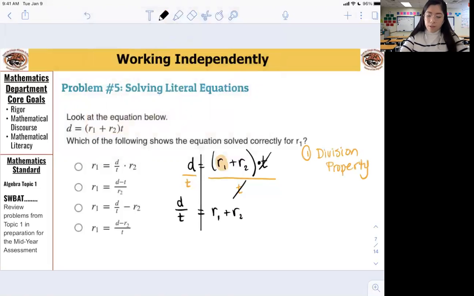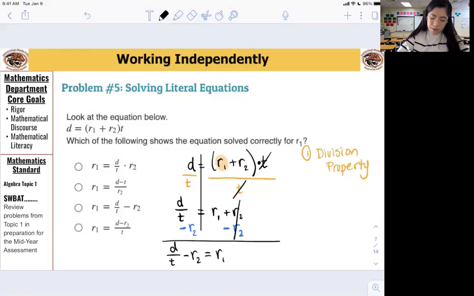So the only one that needs to go away is R2, which means we have to use the subtraction property. Same idea, this is the opposite. Since R2 was being added, the opposite of addition is subtraction. So I'm going to subtract R2 on both sides. You subtract d over t by R2, and you just leave it like that, we just leave it separate. So d over t minus R2 equals R1. D over t minus R2, that's answer choice C.